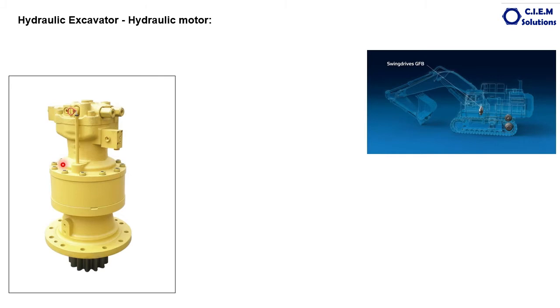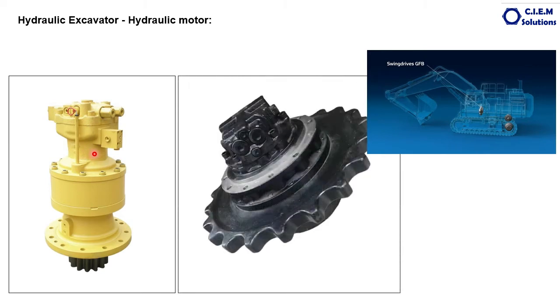We can see the complete assembly in this figure. This particular device is the swing device. This unit has the reduction gears, planetary reduction gears. This is the output pinion, and this is the swash plate design hydraulic motor. And this is the travel device. The bottom one is the planetary reduction unit, and this one is the motor, the same swash plate design motor.